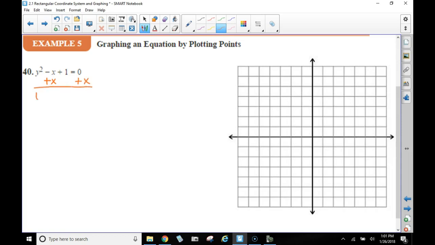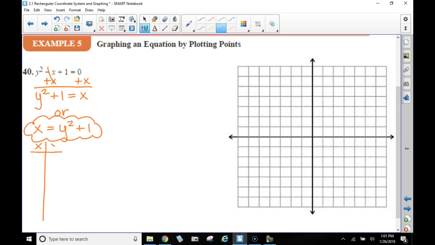Now our equation looks like y squared plus 1 equals x. Or, if we want to write it as a formula, x is equal to y squared plus 1. I'm going to look at either one of those two forms, probably the one I'm drawing a puffy cloud around, to then generate my x, y ordered pairs that are going to satisfy that equation.